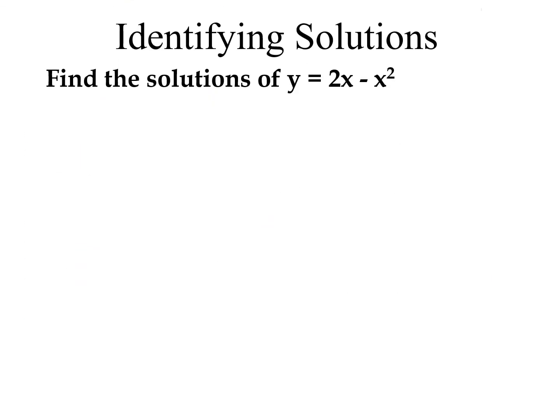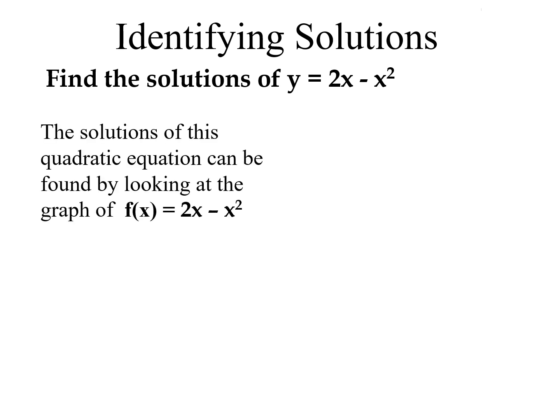Now let us identify solutions of a quadratic function. So we have 2x minus x squared equals 0. In here, the solution of this quadratic equation can be found by looking at the graph of f of x equals 2x minus x squared.